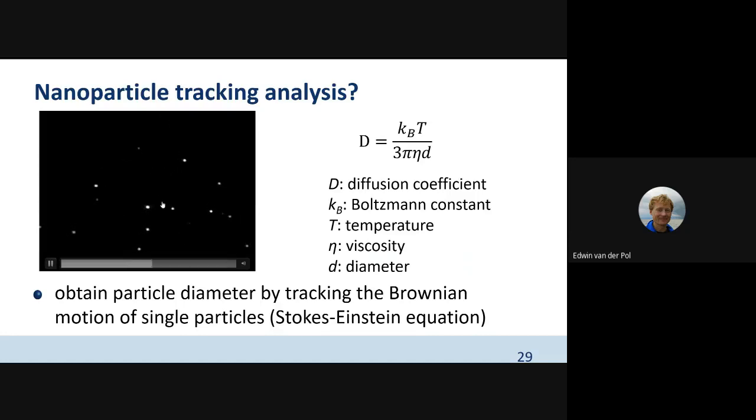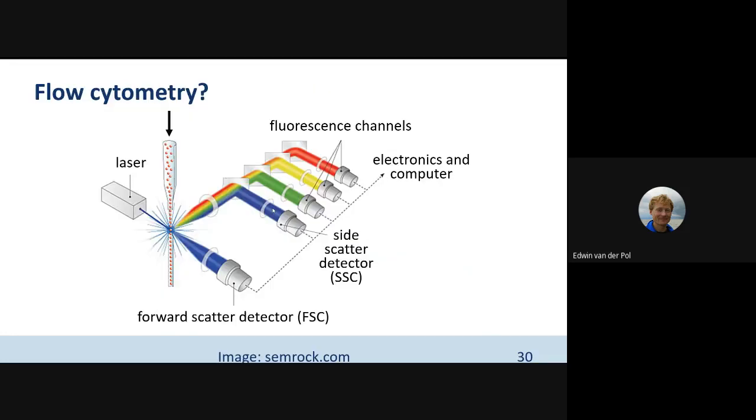Now, it's on the one hand nice that it can do this, only you can track at maximum 100 particles at a time. So it's not very fast compared to the next technology, which is flow cytometry. In a flow cytometer, particles are hydrodynamically focused, so focused by a fluid stream into a laser beam. So by this, they are illuminated one by one by the laser beam. At least that's the goal. And then we measure light scattering signals, typically in two directions. In the forward scatter direction, which we name FSC, and in the side scatter direction, which we name SSC.